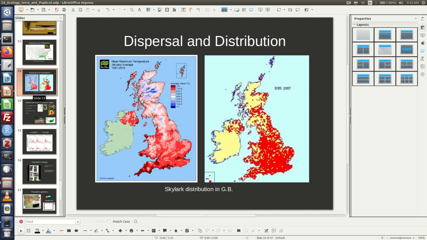Here's another example of climate limiting skylark distribution. Here we've got skylark distribution in red. And here we've got an environmental variable, the mean maximum temperature in January average. So we're looking at the warmest that it gets in January on average over a decadal scale. We see that this maps quite nicely with skylark distribution. So this is one way that we can study this sort of thing: look for environmental variables that correlate with known species distributions.